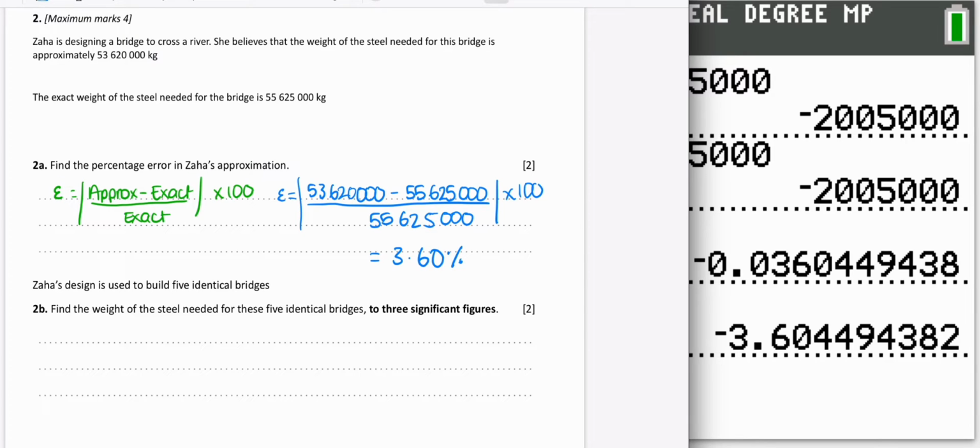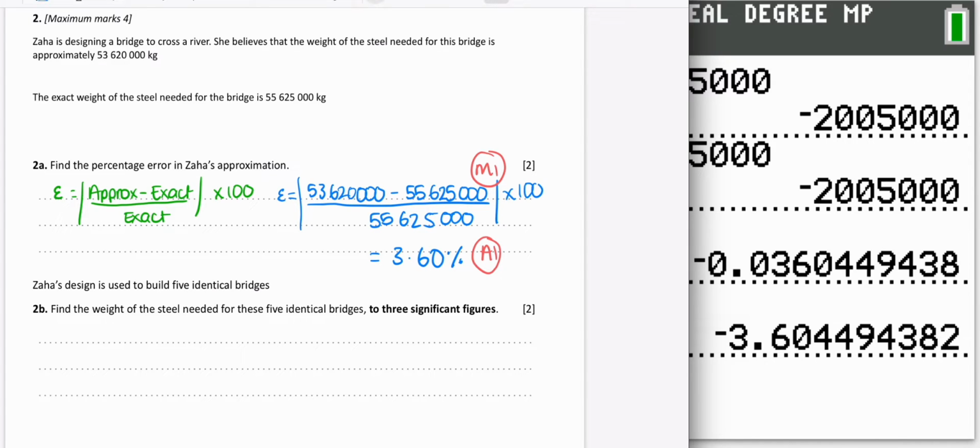So for this one, there was a method mark given if you'd used the formula correctly, but you hadn't got the right answer. And then there's the answer mark, and you would have got two of those if you'd got it correct. And then the second part says that she's going to use that same design to build 5 identical bridges. So we need to work out how much it is to three significant figures.